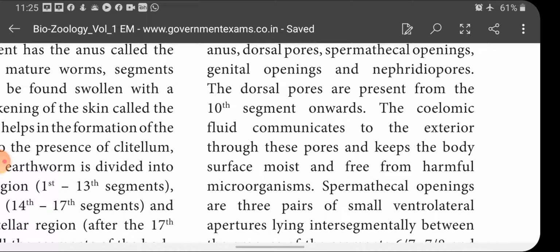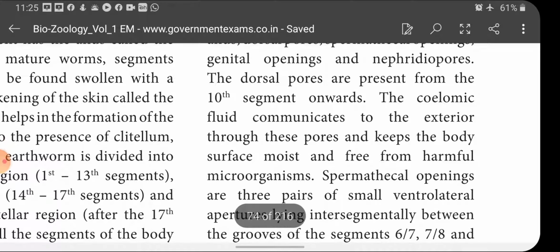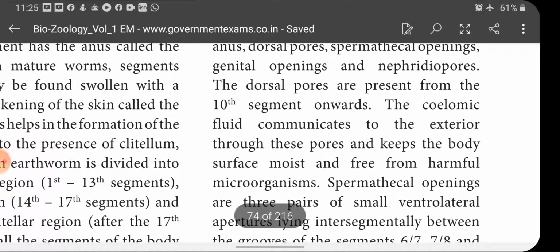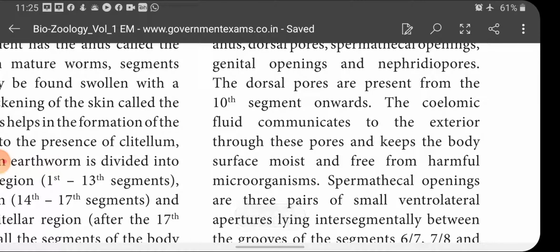The coelomic fluid, you know very well, is the fluid which is present in the region of the coelom. This coelomic fluid, which is present inside the body, communicates to the exterior through these pores and keeps the body surface moist and free from harmful microorganisms.